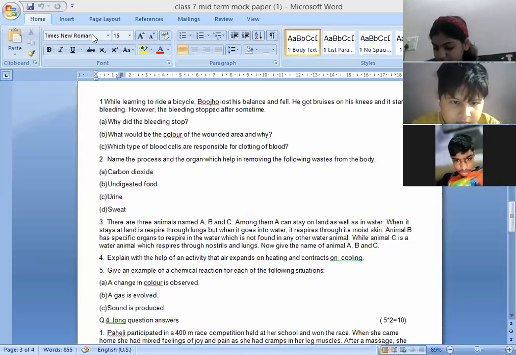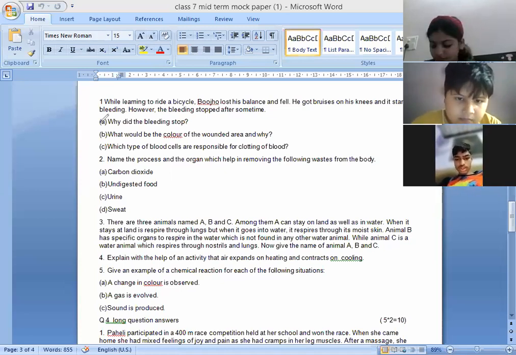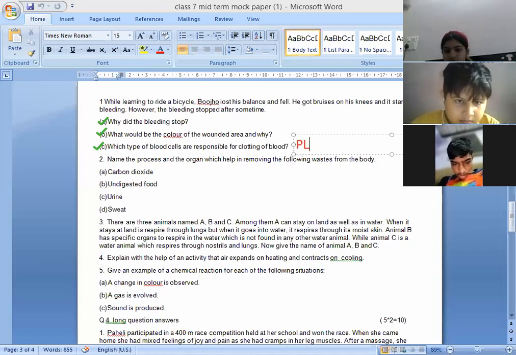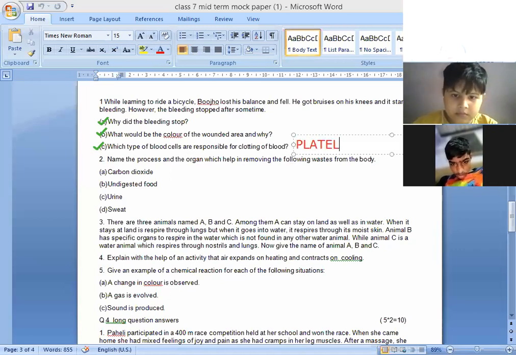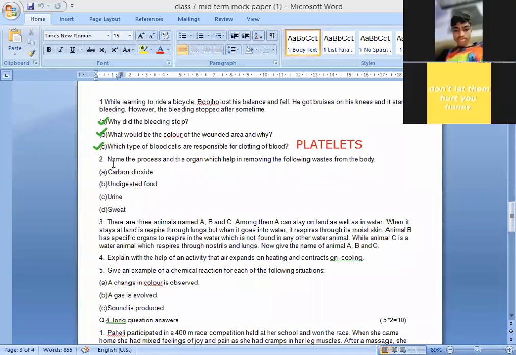Next, which type of blood cells are responsible for clotting? So this we have done. Tell me which type of blood cells are responsible? Platelets. Yes, platelets are responsible, because in our body platelets are there, and those platelets are responsible for blood clotting.